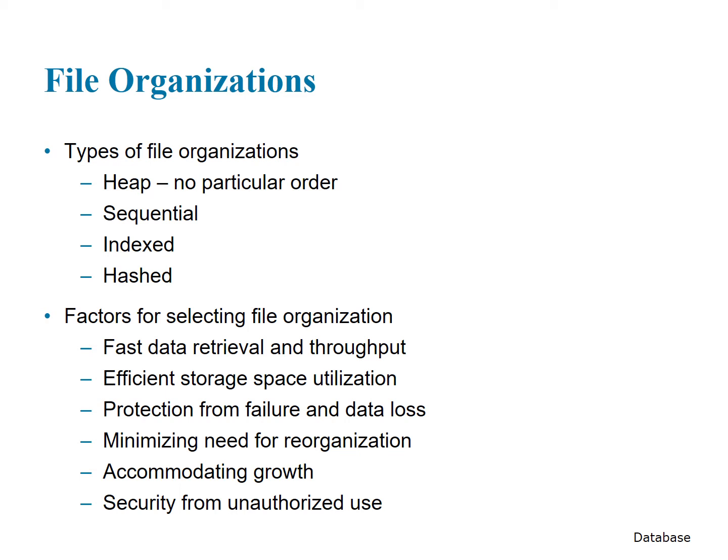With a modern relational database management system, you don't need to design file organization, but you may be allowed to select an organization and its parameters for a table or physical file. Types of file organization: heap, no particular order; sequential; indexed; hashed. Factors for selecting file organization: fast data retrieval and throughput, efficient storage space utilization, protection from failure and data loss, minimizing need for reorganization, accommodating growth, security from unauthorized use.